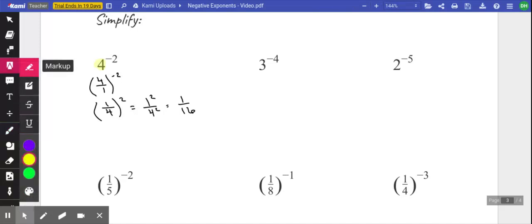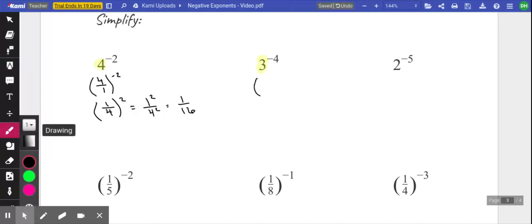Same idea here. I don't have a fraction yet, but I could visualize that base as a fraction. And the moment that I reciprocate it, where I switch the numerator with the denominator, that exponent becomes positive. So we've got 1 to the 4th all over 3 to the 4th.